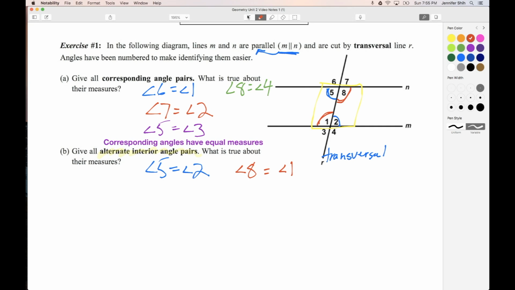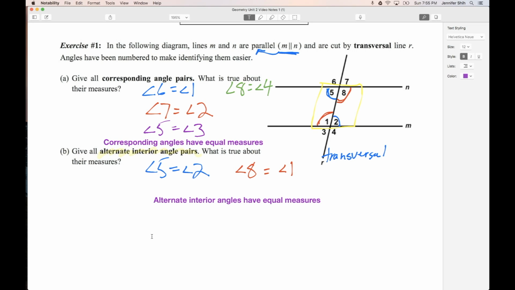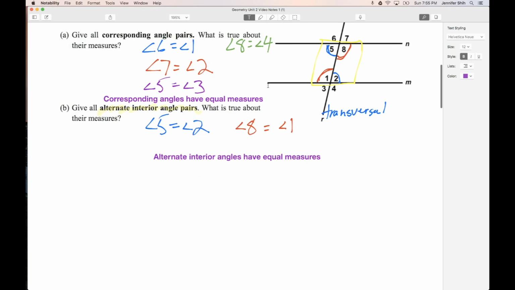So what does this mean? Well, this means that alternate interior angles have equal measures. Go ahead and file this in your toolbox for missing angle tools. When we give you all those problems where you have to find the angles, this is something that's going to come in handy a lot.